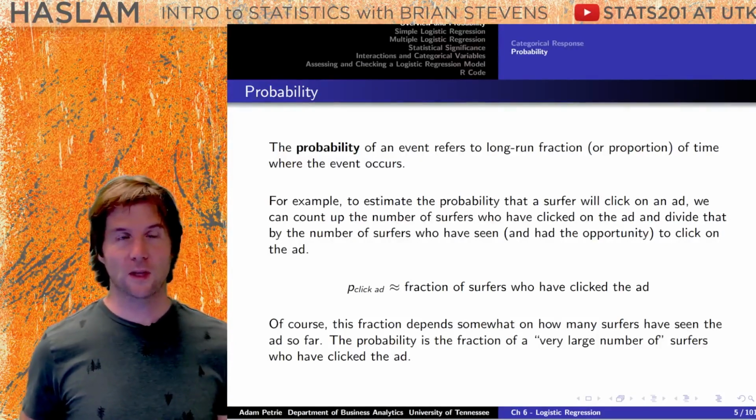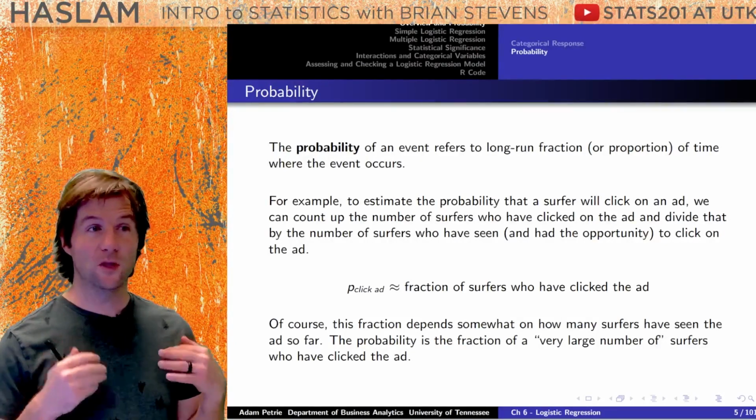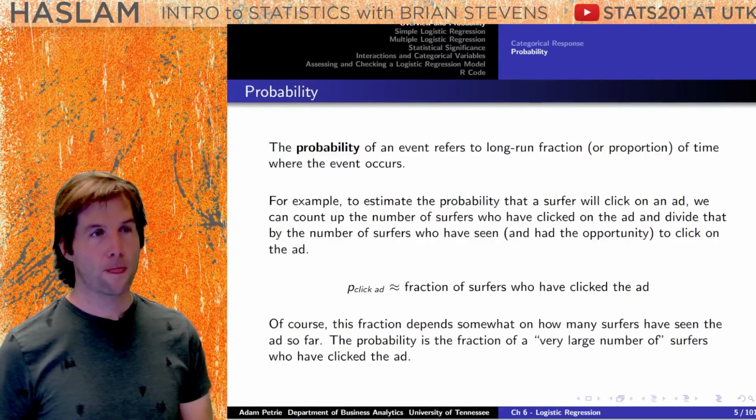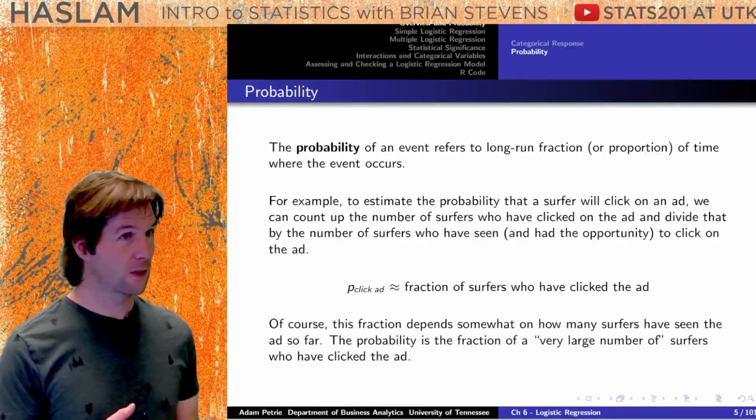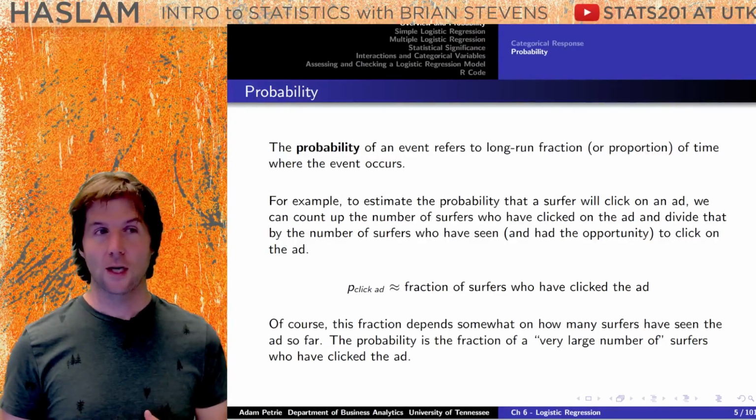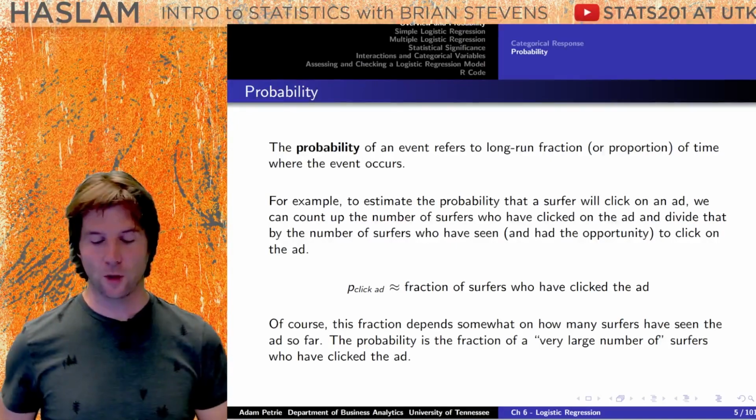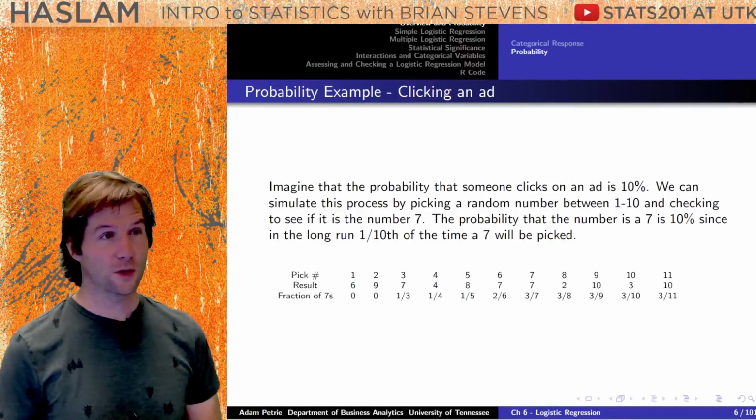Now, probability is a long-run frequency of the percent of time we see something occur. It's not one time when you look at something and if it occurs or doesn't occur. It's over multiple trials, and we call this the law of large numbers.